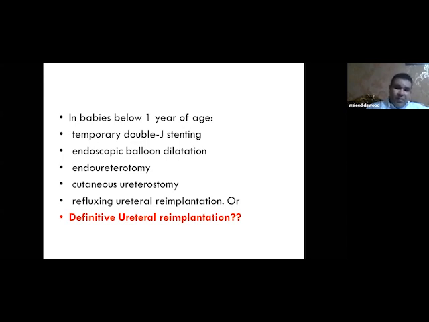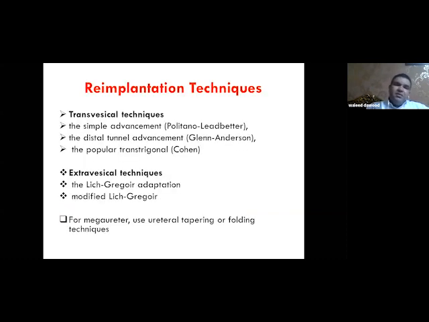I will give you some of this literature here in the presentation. One can safely do ureteral re-implantation below 1 year of age without any short-term or long-term effect on the bladder. The most popular techniques are transvesical Cohen, Politano-Leadbetter, Glenn-Anderson, or extravesical Lich-Gregoir or modified Lich-Gregoir, and for megaureters we can use tapering or folding.